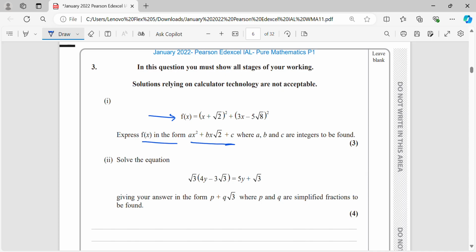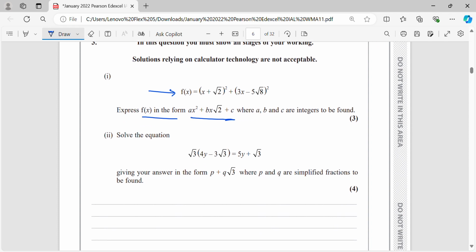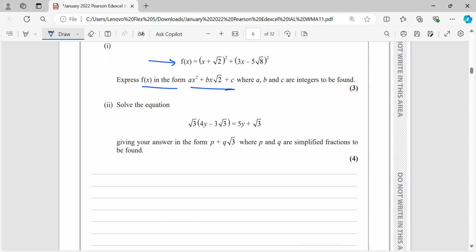Basically, we need to expand brackets here. Alright, so let's have a look. Copy down the question first. First part: f of x equals (x plus root 2) whole squared plus (3x minus 5 root 8) whole squared. Let's first expand the first term, so x plus root 2, it is whole squared.